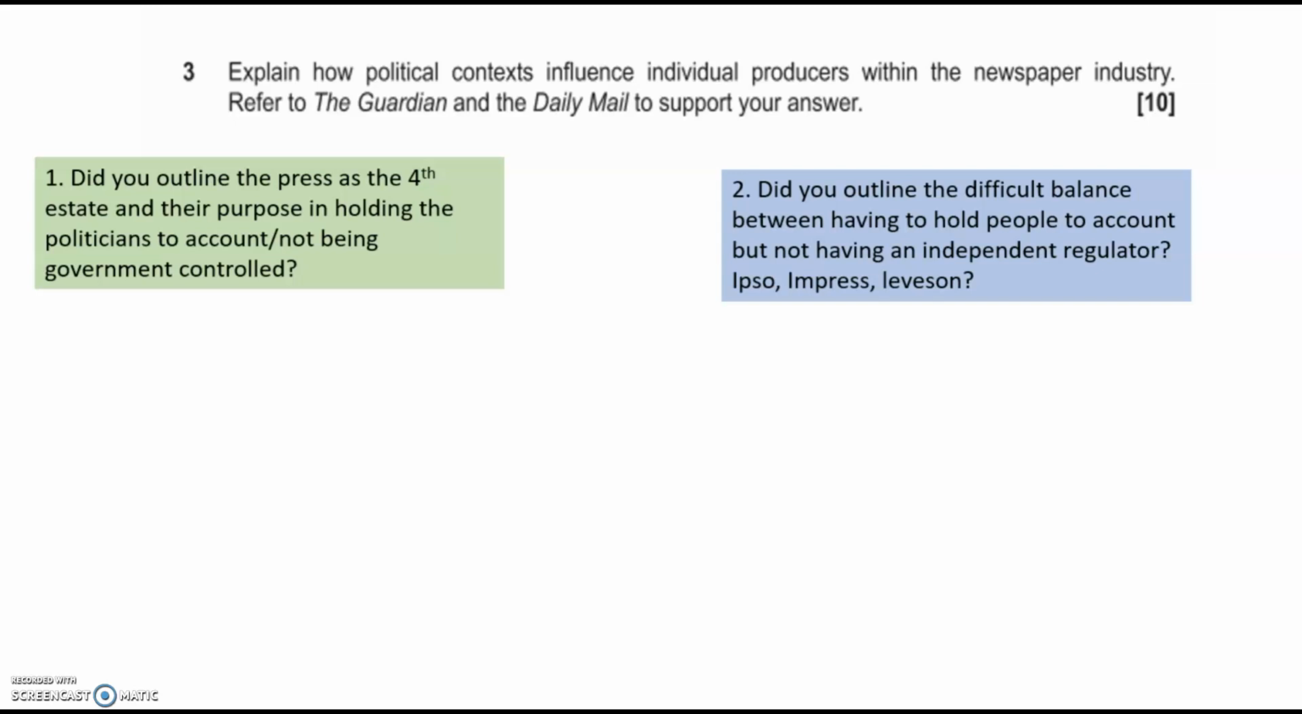Because if the press become regulated by government, that also offers these difficult conundrums, doesn't it? That they're being regulated by the people that they're supposed to be keeping tabs on, to an extent. So that's where you might have talked about Leveson, Impress, and Ipso, for example. This is all within the political context and the way in which newspapers are produced.